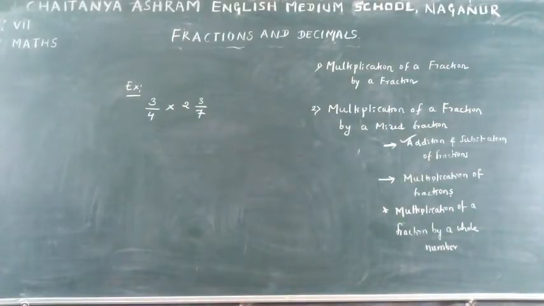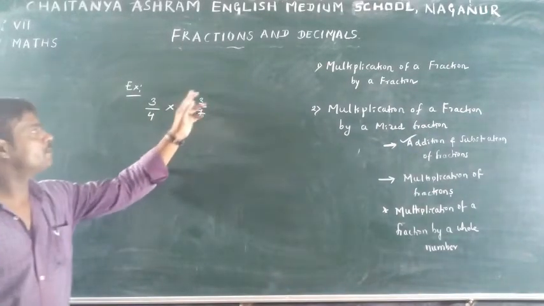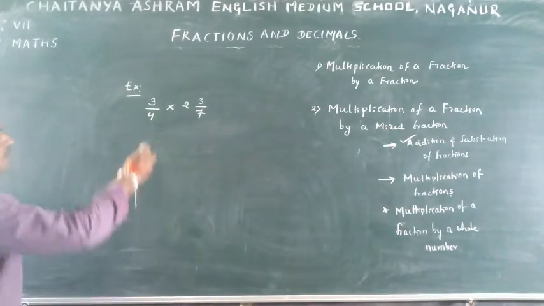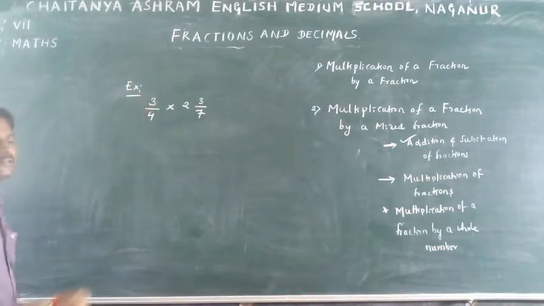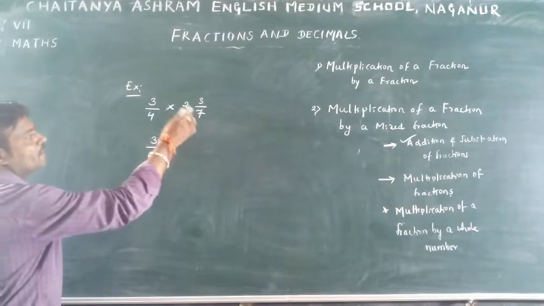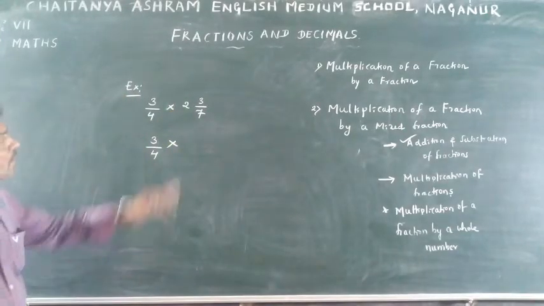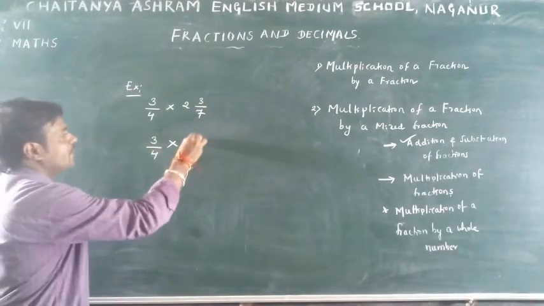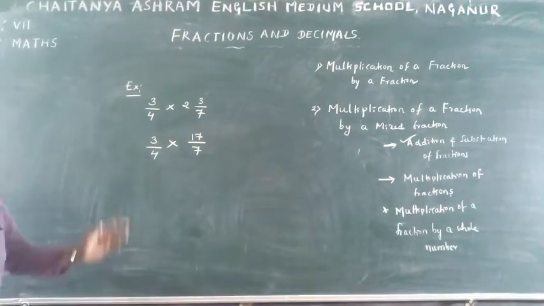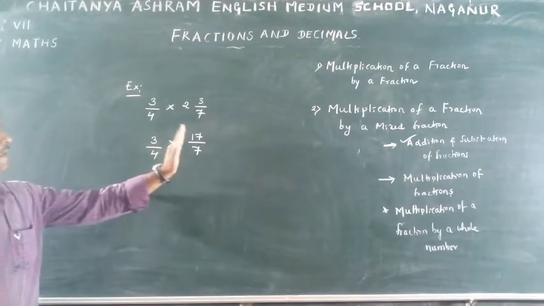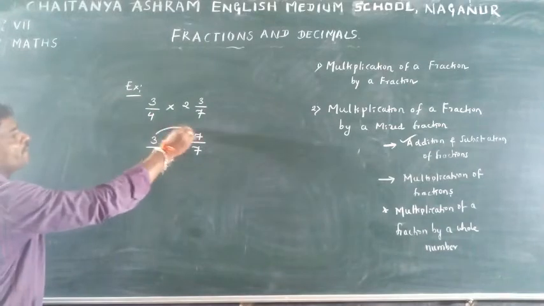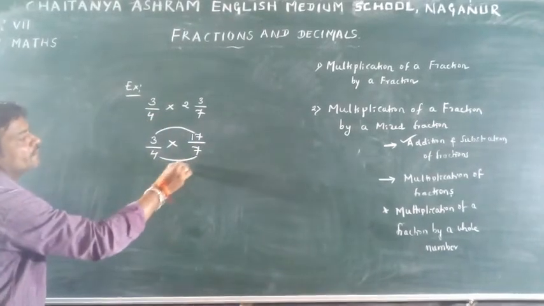So to multiply these two, first convert this mixed fraction into an improper fraction, keeping the first fraction as it is. 3 by 4 into 7 2s are 14, 14 plus 3 is 17, so 17 divided by 7. Then it is multiplication of a fraction by a fraction. First case, multiply numerator to numerator, denominator to denominator.